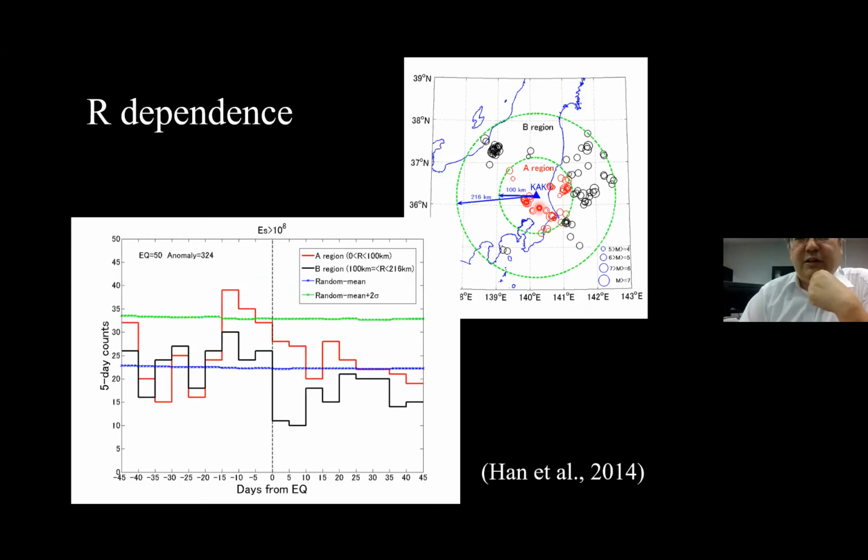To evaluate this, we check the distance change. In A region is the red color. In B region, between 100 to 260 kilometers, the number of earthquakes is the same, indicated in black color. The significance level is here. Only for near earthquakes there is significance. So anyway, there is distance dependence.